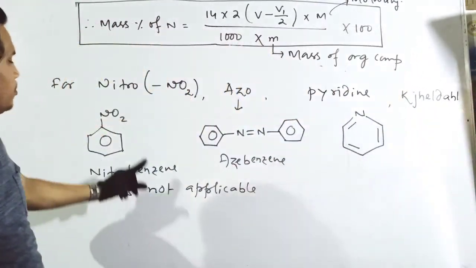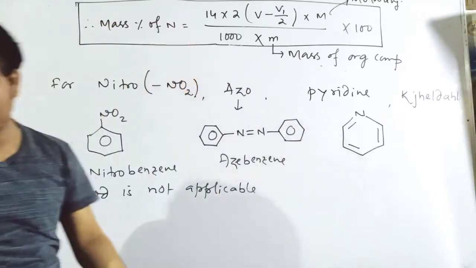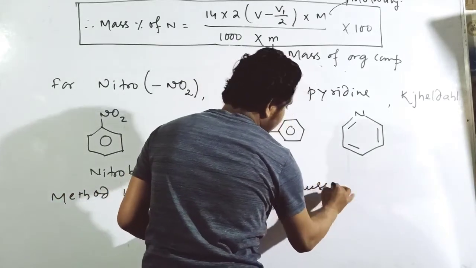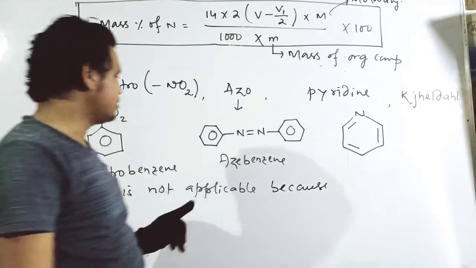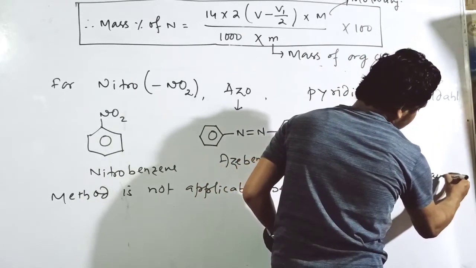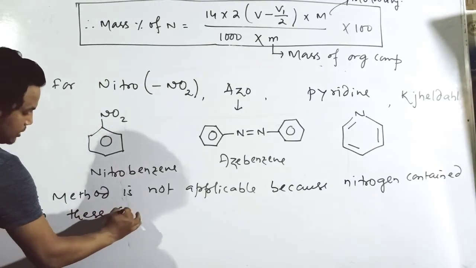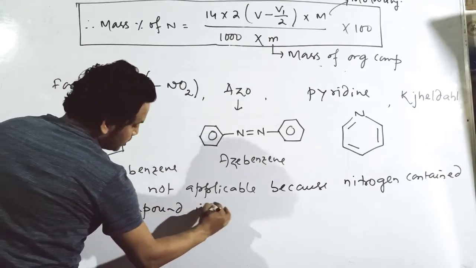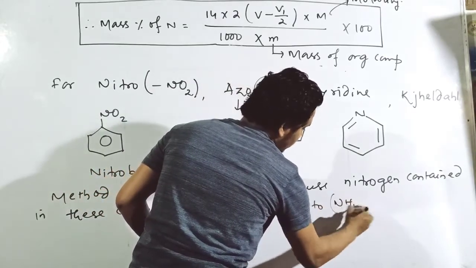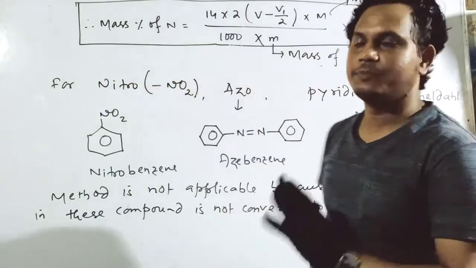Why not applicable? Because the nitrogen contained in these compounds is not converted to ammonium sulfate, which is what was formed in the first stage. So I hope the theory part is clear. Now let's proceed to the numerical part.